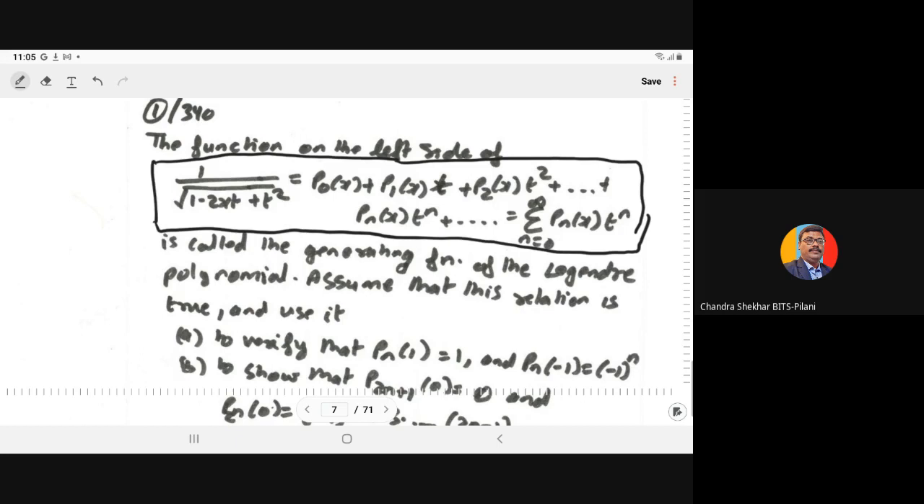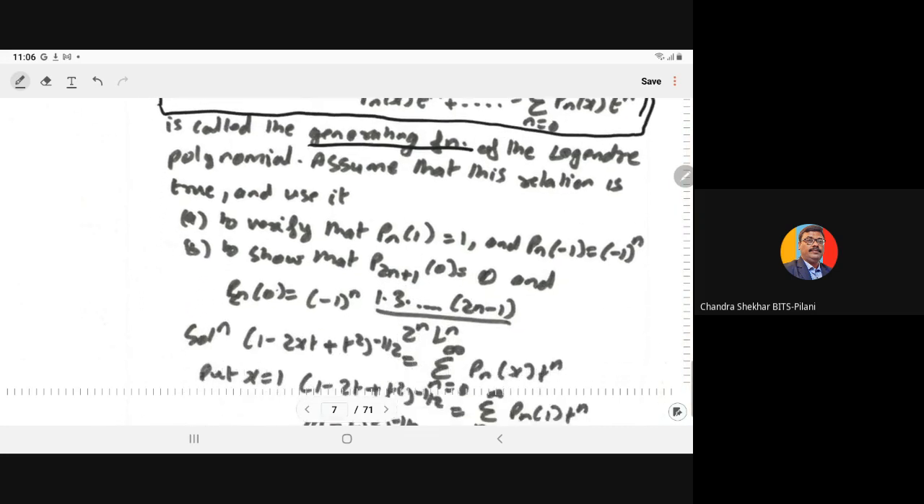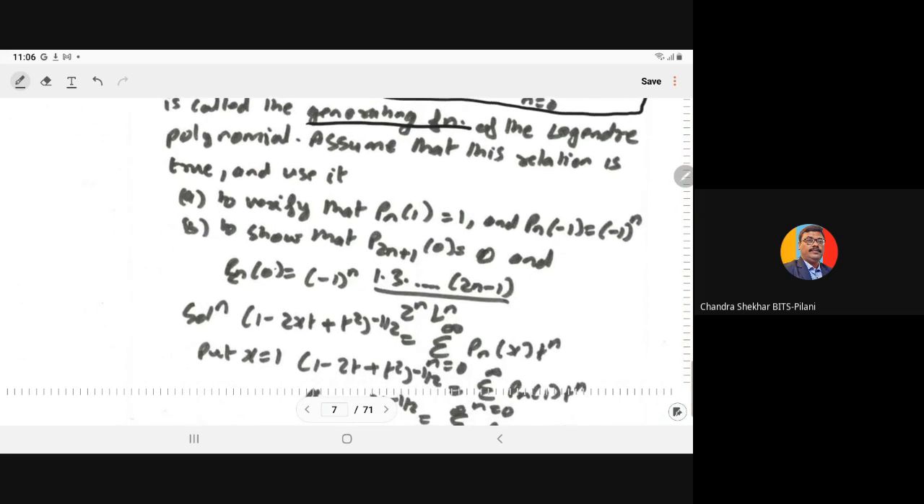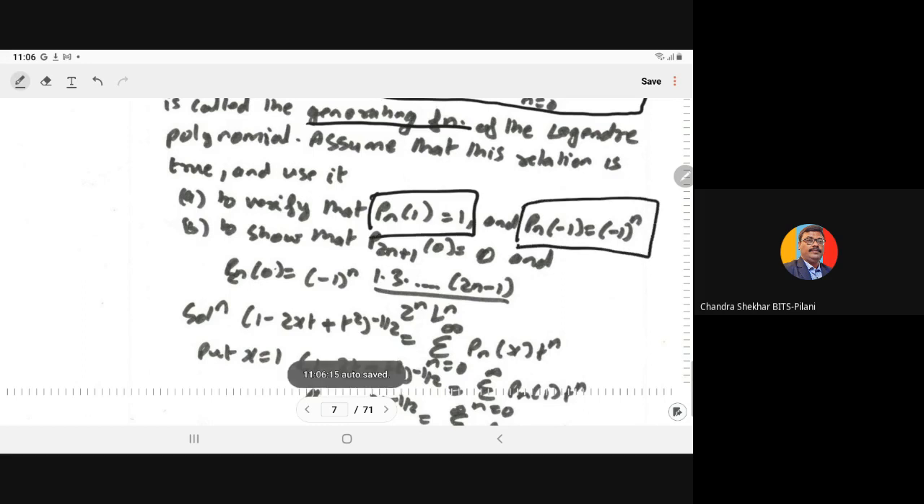Means if you take t to the power 0, then you will get P0. If you take t to power 1, you will get P1. If you take t to power 2, you will get P2, and so on. So that's why it is known as the generating function. From the generating function, we have derived that Pn(1) is equal to 1 and Pn(-1) is equal to (-1)^n.